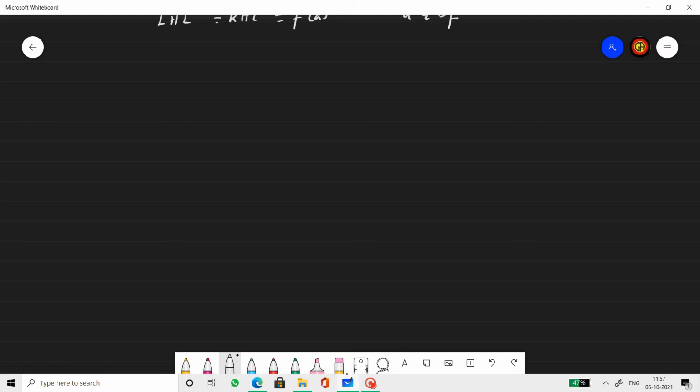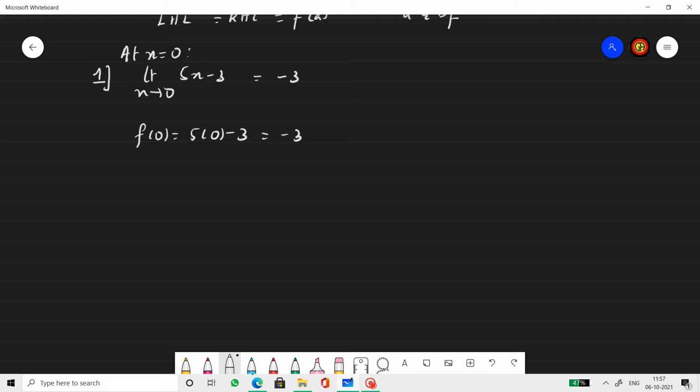So the question is, the limit x tends to 0 because they want us to try for 0 first. So we're doing it for 0. F of x is 5x minus 3. So when you apply the limit, 5 into 0 is 0, 0 minus 3 is minus 3. Now f of 0, which is also 5 into 0 minus 3, which is also minus 3. So limit x tends to 0, f of x is equal to f of 0. Hence it is continuous at 0.